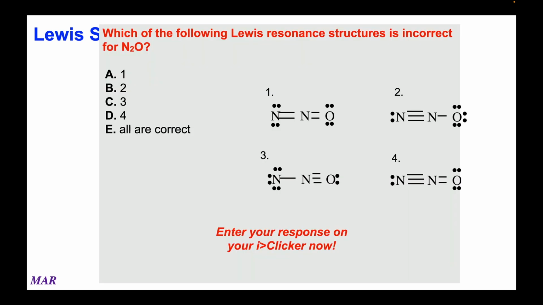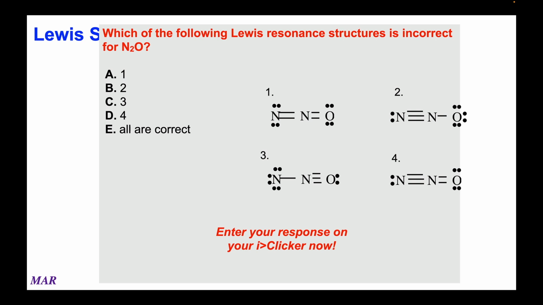So this leads us to questions like this that says, which of the following Lewis resonance structures is incorrect for N2O? We'll talk about resonance structures here in a little bit, but what I'm really more interested in you seeing is which one of these structures is not a good Lewis structure. If you look at all of them, I would focus on the central atom, the nitrogen. You want to look for nitrogen to see if it has an octet.